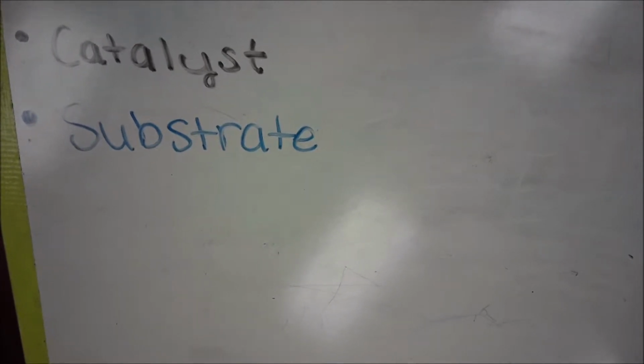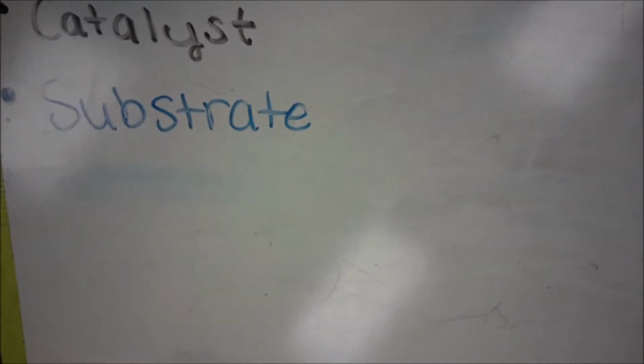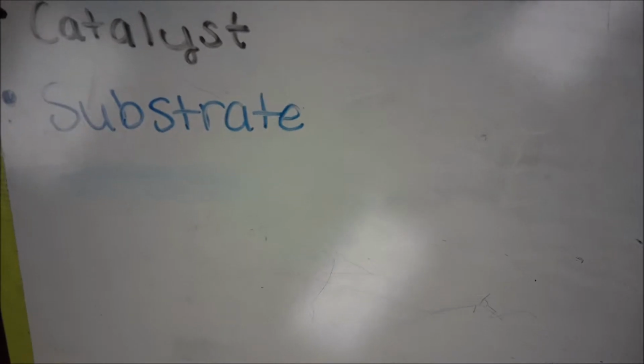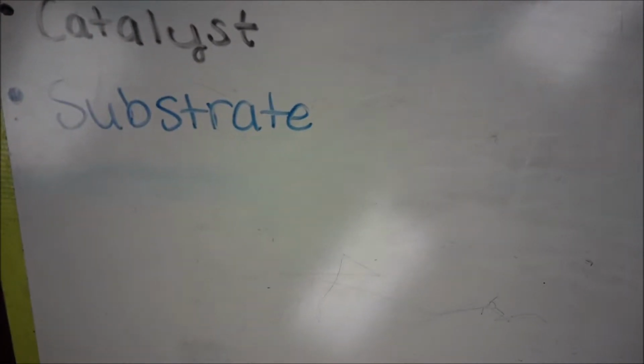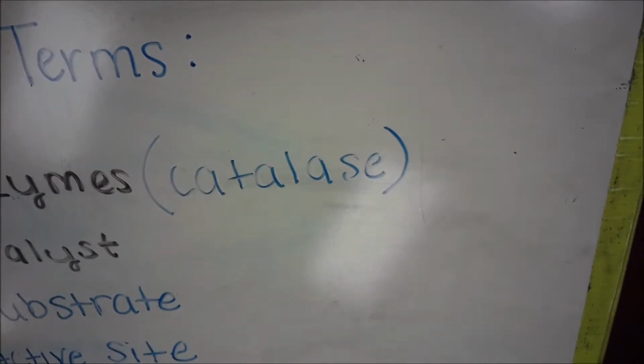Each enzyme is specific for a particular reaction because its amino acid sequence is unique and causes the active site to have a particular shape.